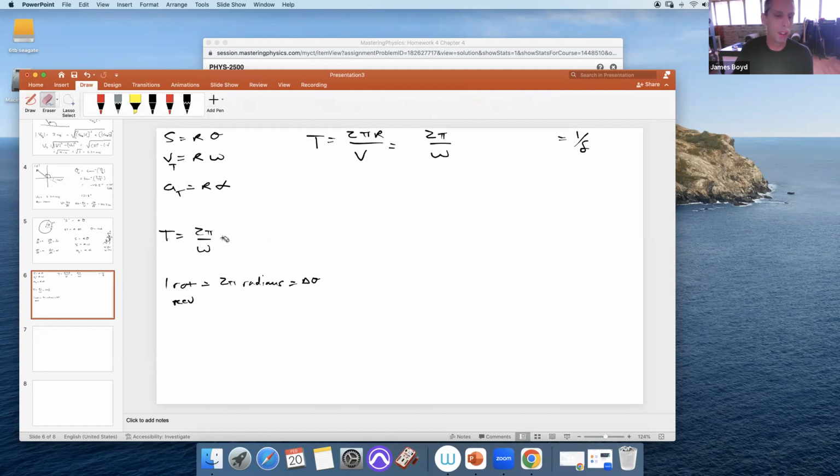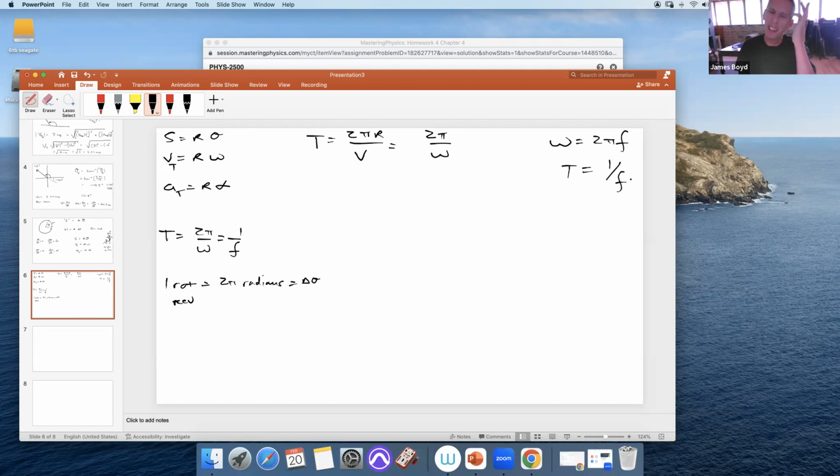Let me go back for a minute. T is equal to 1 over f. It's just being weird. Sorry, guys. So omega is equal to 2 pi f, and T is equal to 1 over f.